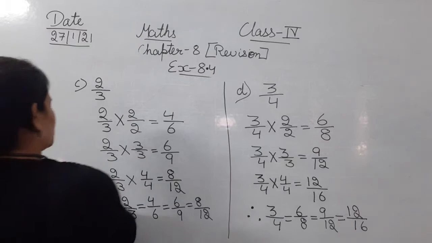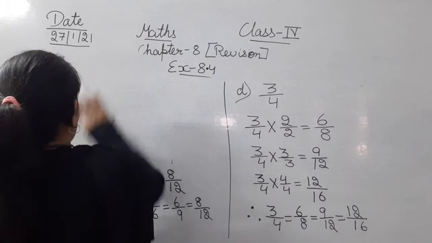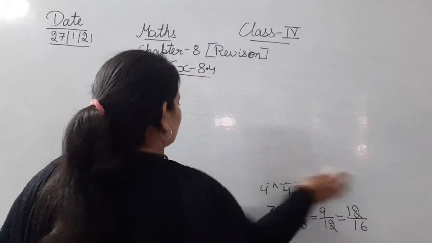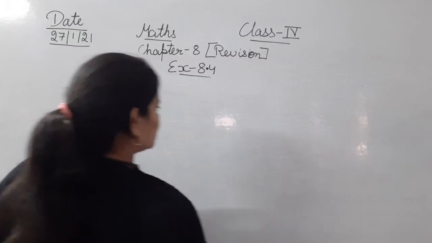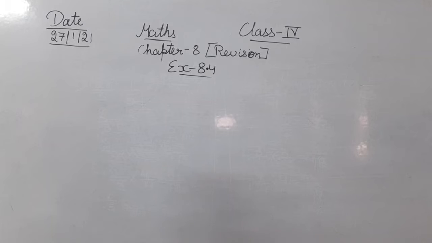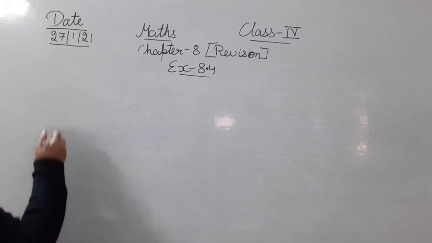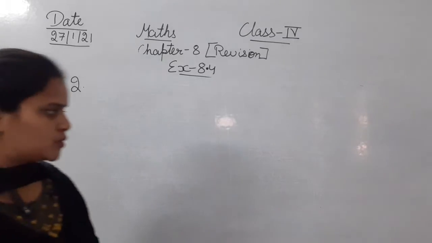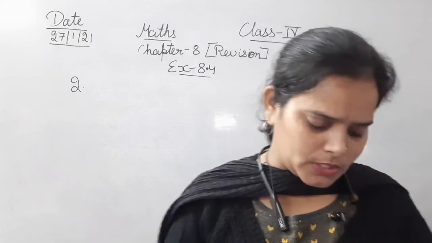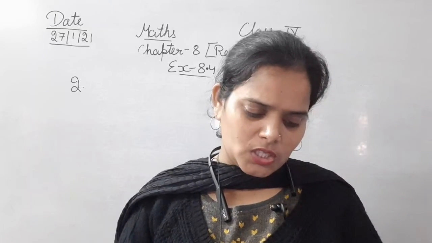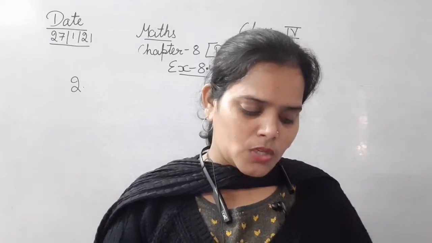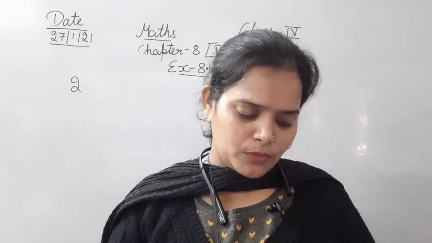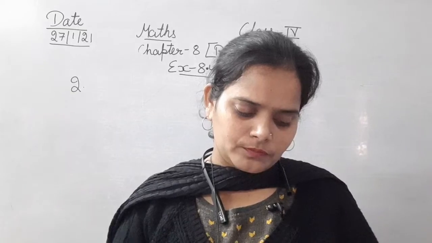Chaliye, the next, the second one. Now let's move to question number 2 from exercise 8.4. The question is: write a fraction equivalent to each of the following. So question number 2 is divided into 3 parts, and we have to write an equivalent fraction for each of the following.